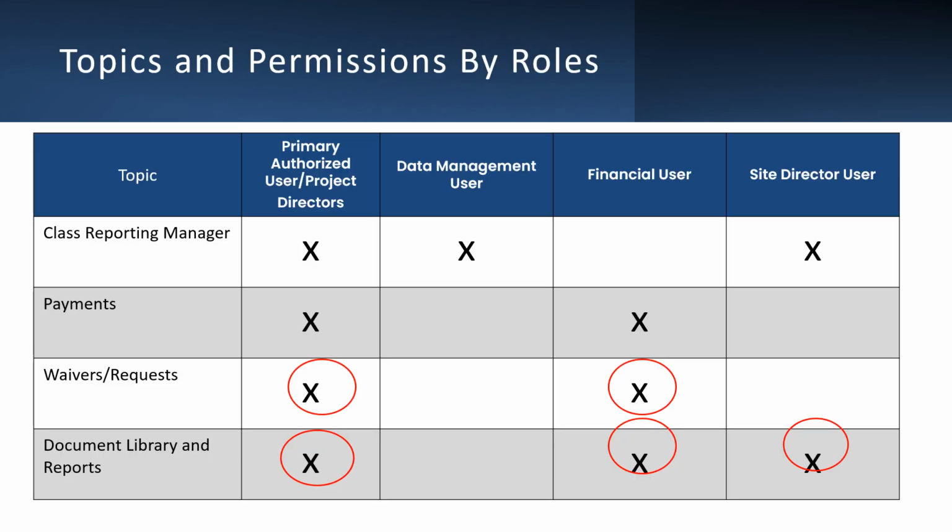Depending on the role you have been assigned, you will have access to different features on Georgia Pre-K. Primary authorized users and project directors will have access to the Waivers and Requests tab and the Document Library and Reports. Site directors will have access to the Document Library and Reports tab. Financial users will have access to waivers and requests, as waivers have financial impact, and these users will also have access to the Document Library for financial documents and reports.